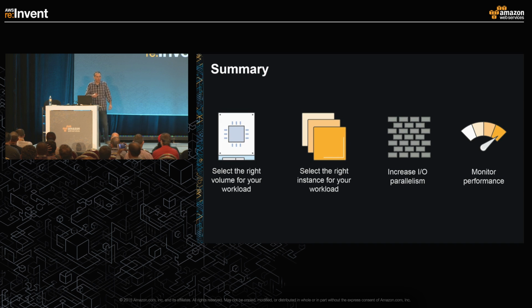So really the important things here are to select the right instance for your workload. Don't take that T2 micro and attach a 20,000 PIOPS volume to it. Select the right volume for your workload. If you're concerned about latency and IOPS, you might want to consider an SSD-backed volume. Increase the parallelism of I/O, and make sure that your volume and your whole system is performing as you expected by monitoring with CloudWatch.